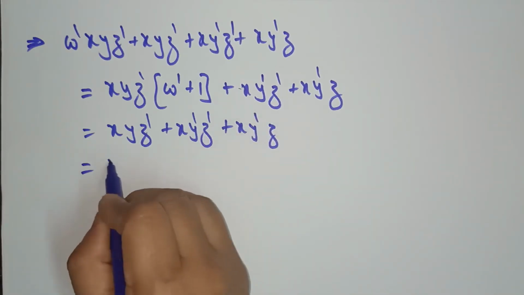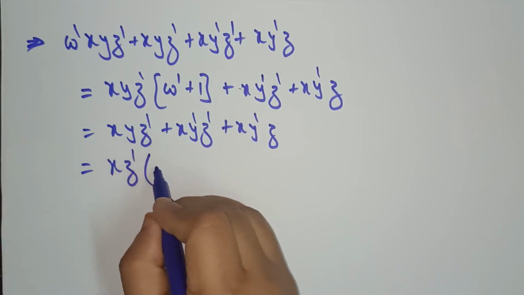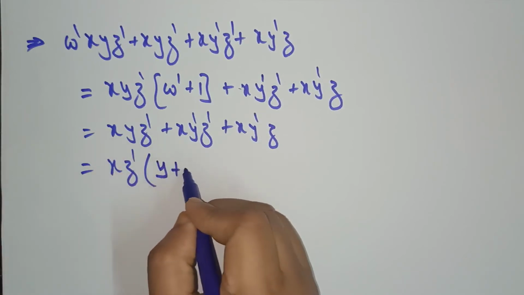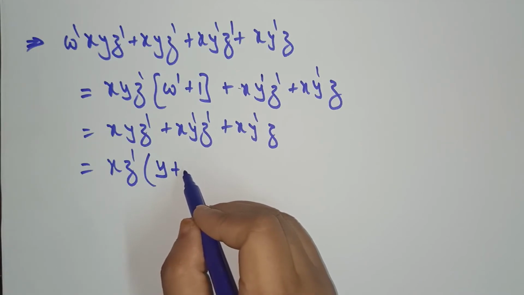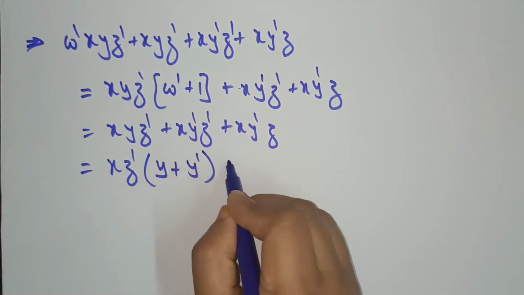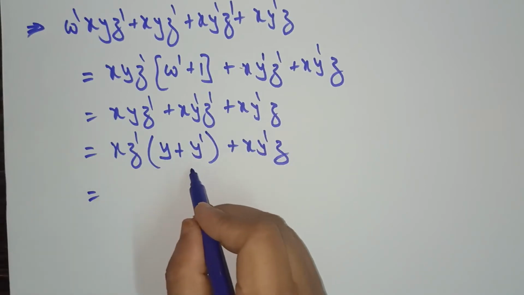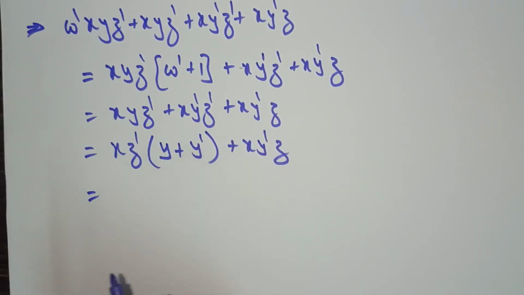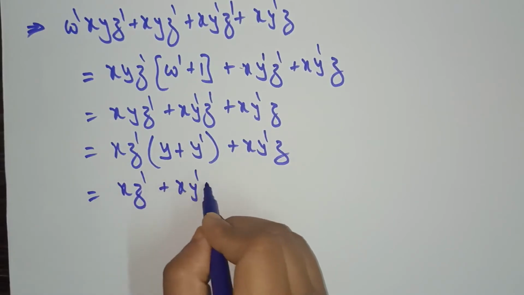So here I'm just taking x z dash as a common. Whenever I take x z dash as a common, I'll get y here, and here y dash. So x z dash as a common, y dash, and this is anyhow x y dash z only. Okay, y plus y dash is what? Y plus y dash is nothing but a 1. So you'll get x z dash plus x y dash z.